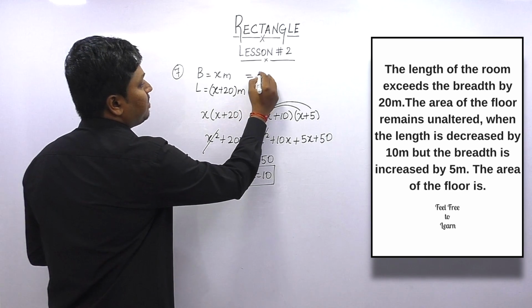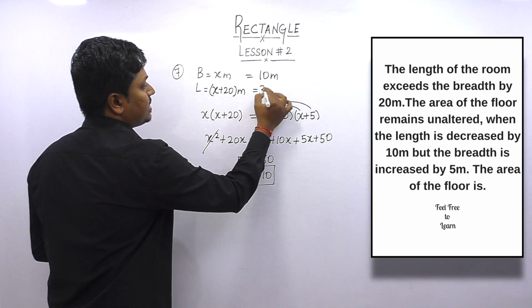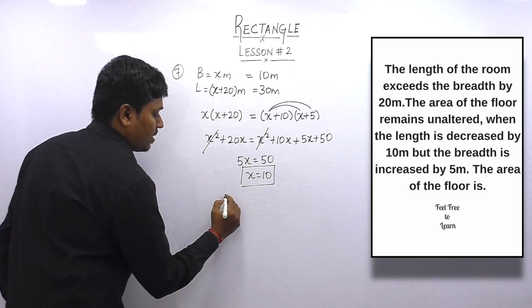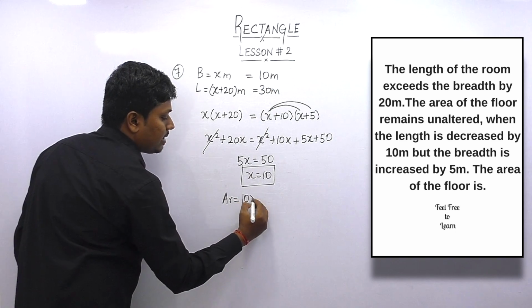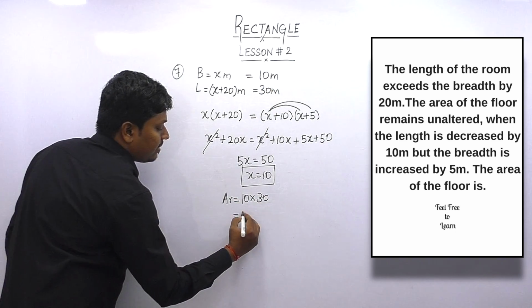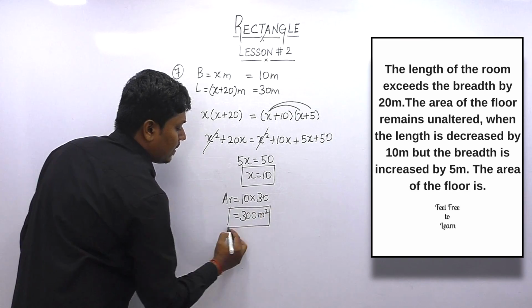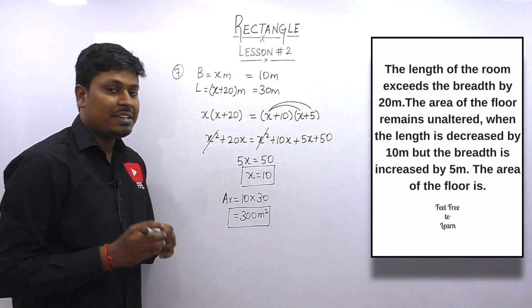So we can say that the breadth will be 10 meter and the length will be 10 plus 20, that is 30 meter. So now what is our target? Our target is to find the area of the floor. So area is equal to length into breadth. So we found length is 30 and breadth is 10. So finally we can say that 300 meter square will be the area of the rectangle. So finally the answer for question number 7 is 300 meter square.